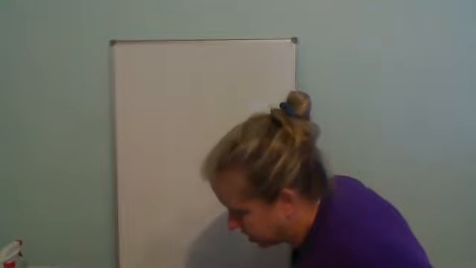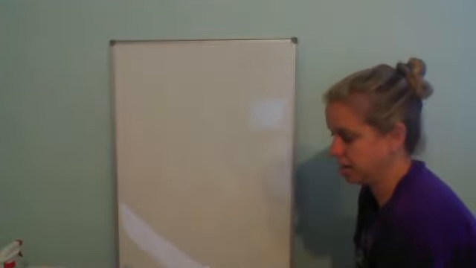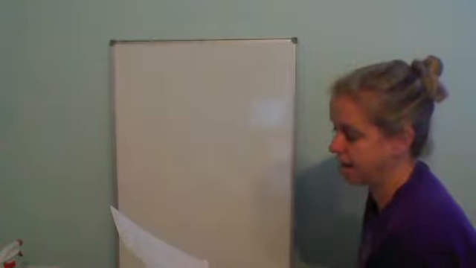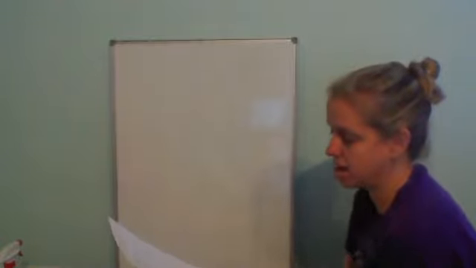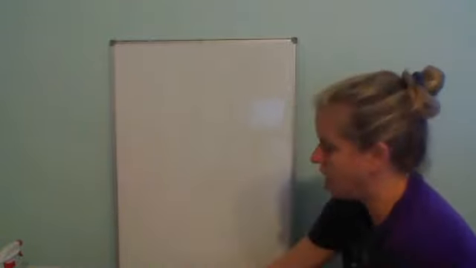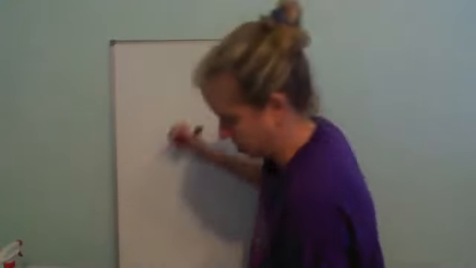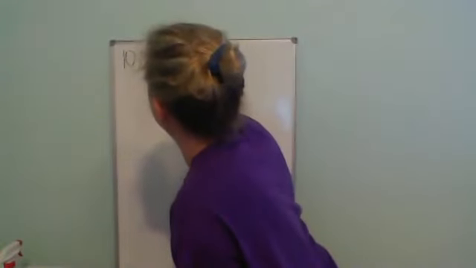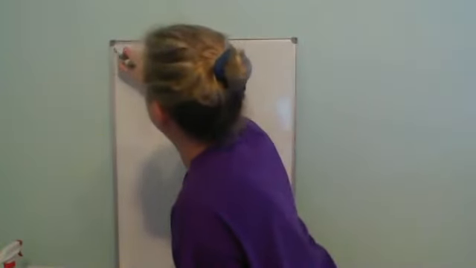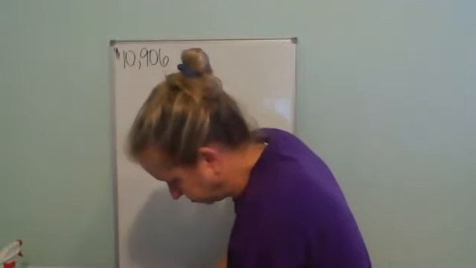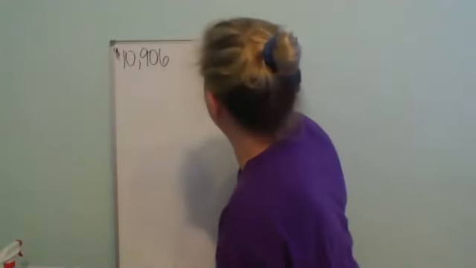All right, suppose that $10,906 is invested at an interest rate of 6.8% per year, compounded continuously. So let's see, $10,906 is invested at a rate of 6.8% per year.